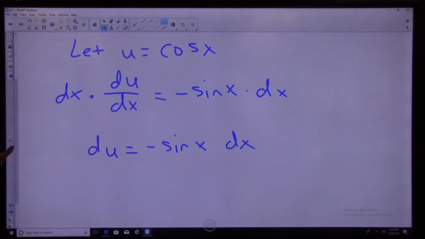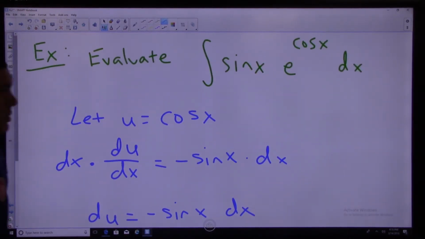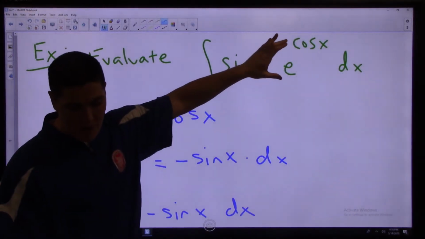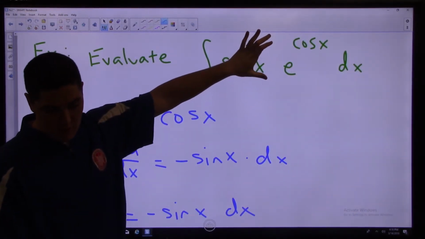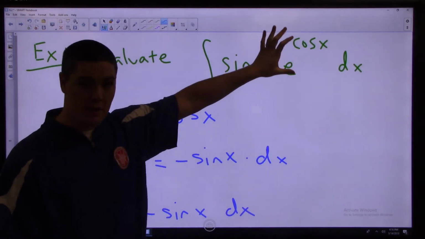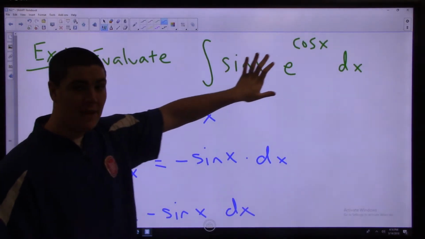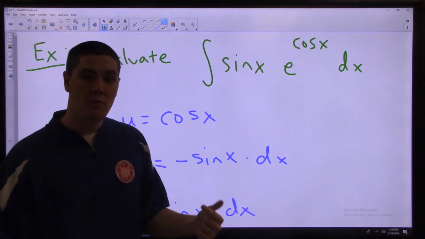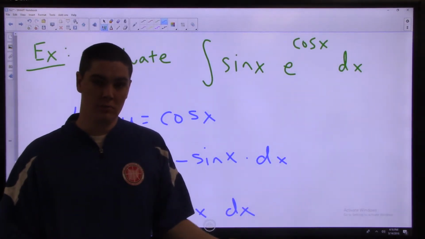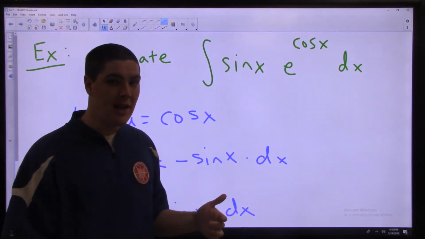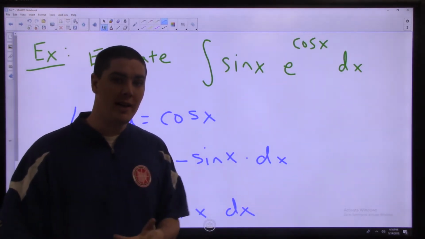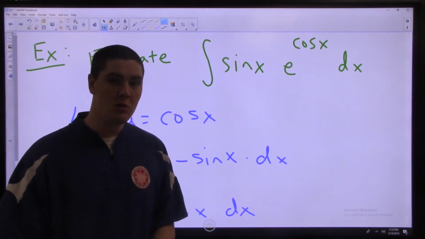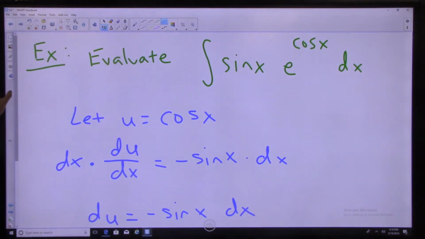Now, there's a reason I did that. What I'm going to try to do is rewrite this integral with u's in there. Instead of writing it as f of x dx, which is what I have right here, I'm going to try to write it as f of u du. The reason for that is it's going to be a heck of a lot easier when I integrate that, if I can write it as f of u du. So let's go through that process here.